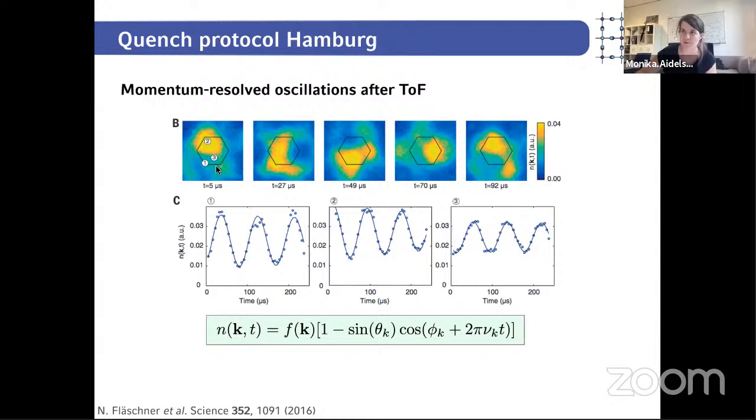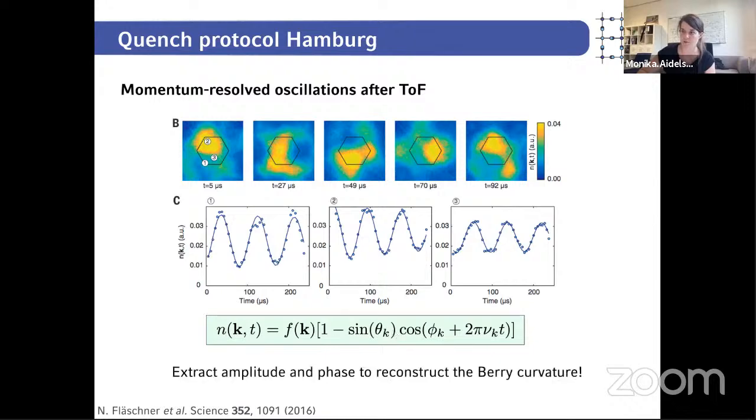So what you see here is a momentum resolved measurement. There are three different points, 1, 2, and 3. And for each quasi-momentum, they observe these oscillations as a function of time. So what they do is they really evaluate each individual pixel. This gives them their quasi-momentum resolution. And then from these oscillations, they can extract the phase of the oscillation and the amplitude of the oscillation, which is the amplitude and phase that appears in the eigenstates.